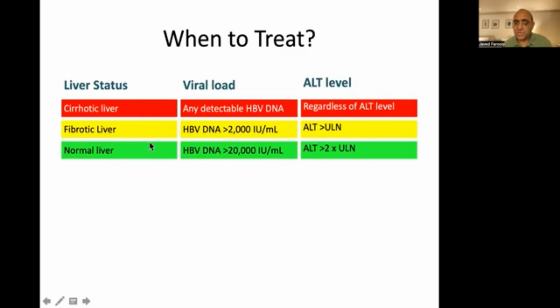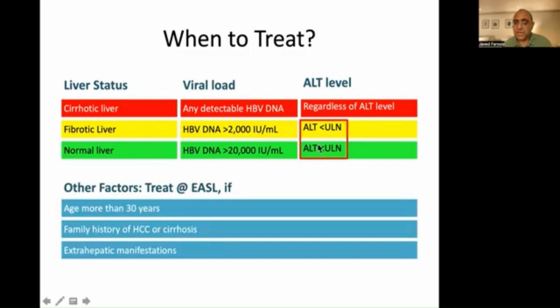We discussed the color coding. The red color is for cirrhotic liver and any detectable level of DNA, regardless of the ALT. The treatment needs to be started. In case of fibrotic liver, that is the yellow color, the DNA should be more than 2,000 and the ALT should be raised, any level, but it should be raised. Then it qualifies for the antiviral treatment. And in the case of normal liver, that is the green color, the DNA level should be more than 20,000, ALT should be at least 2 times normal, and then antiviral therapy will be started in such patients.